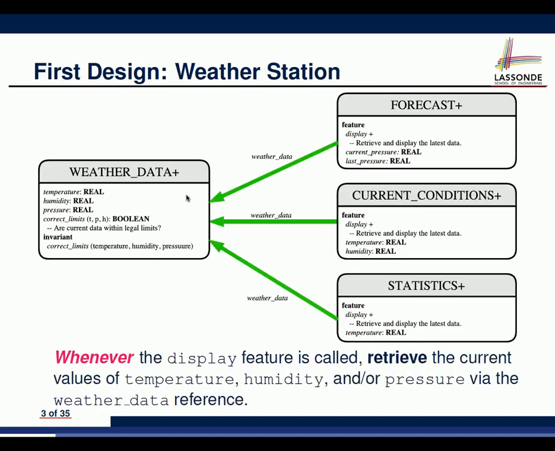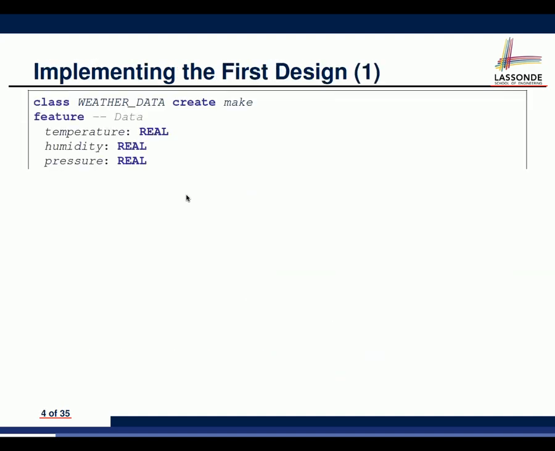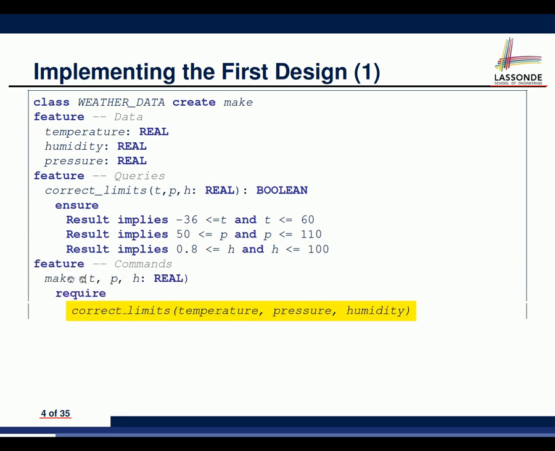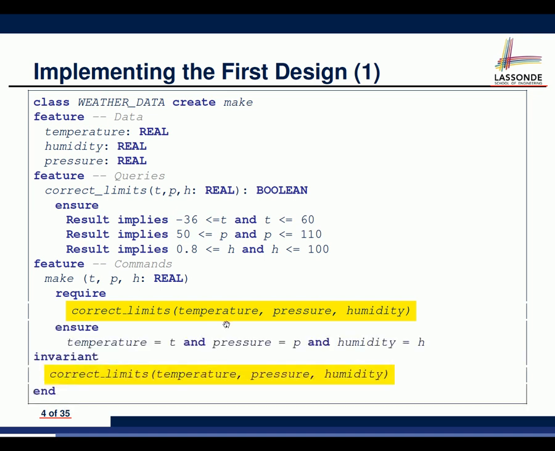Let's see the code over here. For weather data, we simply got 3 attributes over here, and then we got correct limits. Let's say correct limits is simply just these values over here. Doesn't really matter the exact value. It depends on the application. And then we have the require for the constructor, which means if you want to create a valid copy of the weather data, you better make sure the correct limits is actually respected. And also, once you have created weather data, you want to make sure it is always within the correct limits. Okay, this part is rather straightforward for weather data.